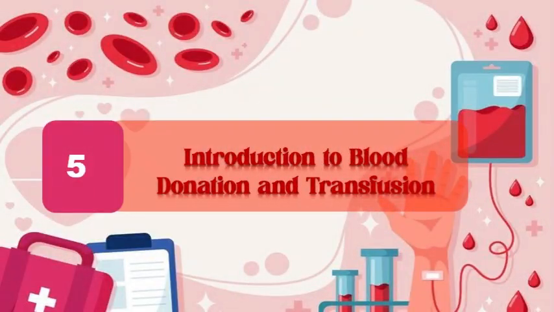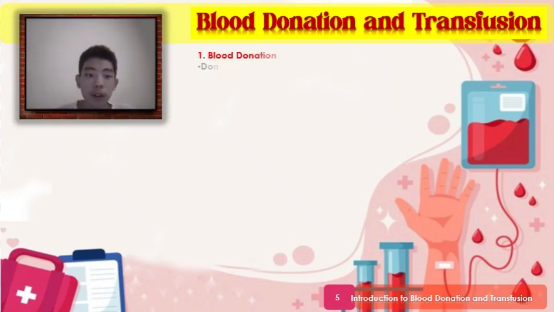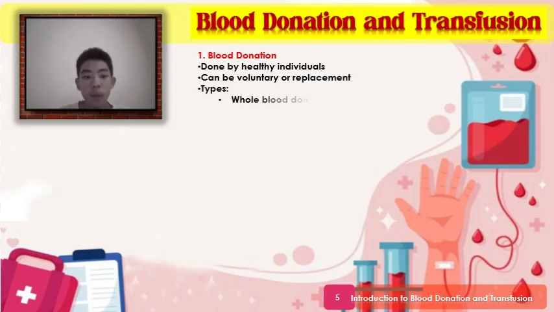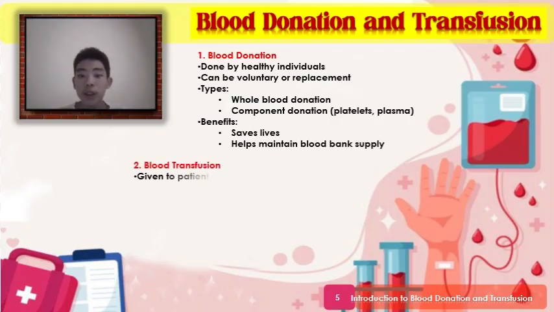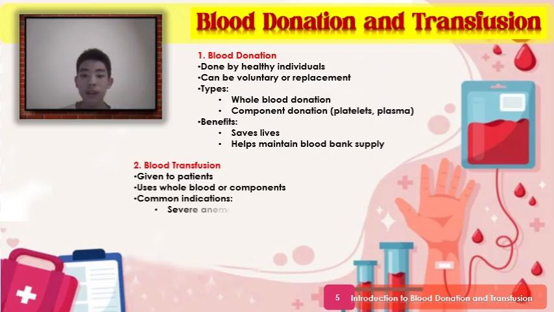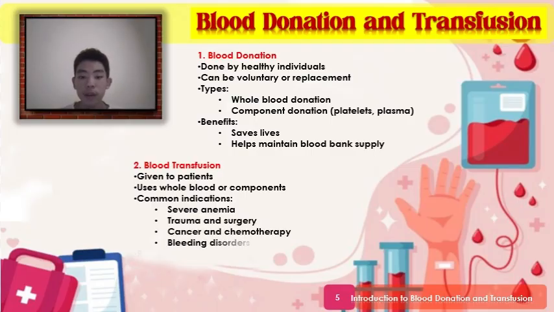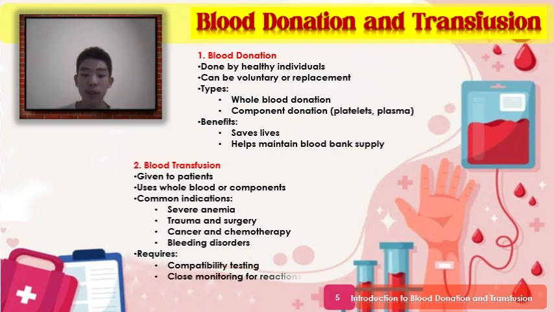5. Introduction to blood donation and transfusion. Blood donation is done by healthy individuals and can be voluntary or replacement. Types: whole blood donation, and component donation, platelets and plasma. Benefits: saves lives, helps maintain blood bank supply. Blood transfusion is given to patients using whole blood or components. Common indications: severe anemia, trauma and surgery, cancer and chemotherapy, bleeding disorders. It requires compatibility testing and close monitoring for reactions.